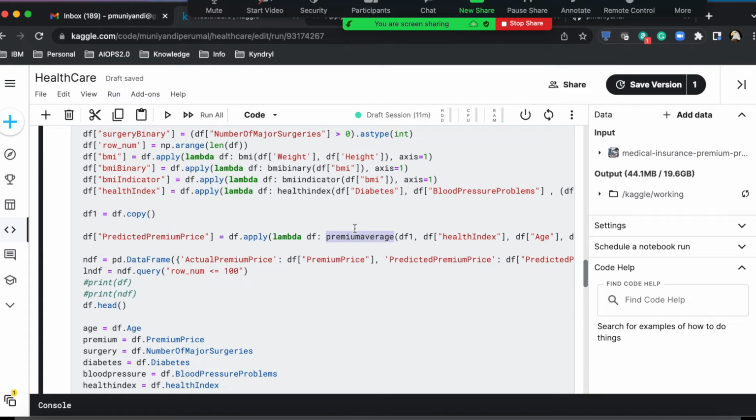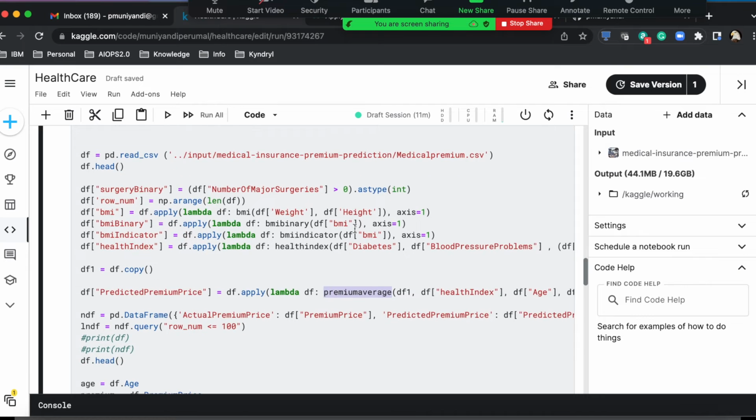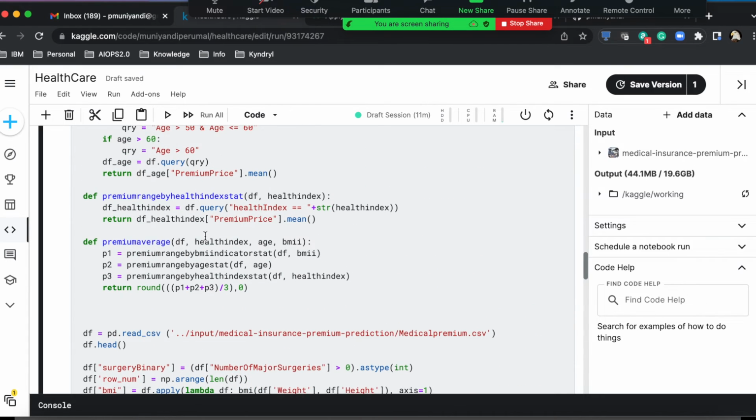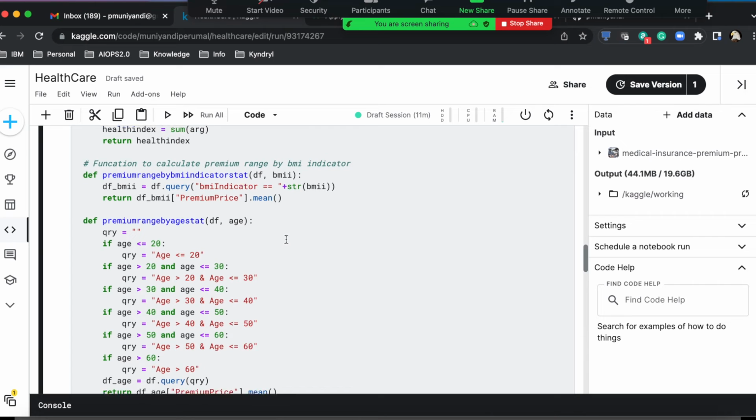What is the premium average? Premium average is one of the functions which I wrote. In the premium average function, I'm passing my data frame, health index, age and BMI. Okay, so what I'm doing, I'm returning another function, actually the premium by BMI, one function.